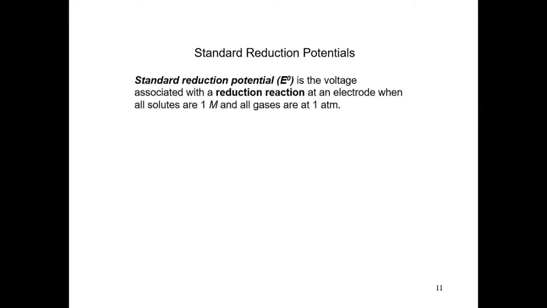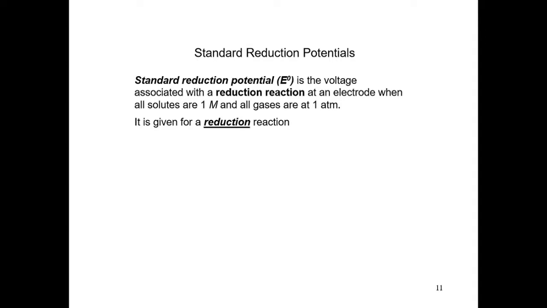We're going to start by defining what is called a standard reduction potential. We represent it by an uppercase E with a superscript of 0, so E naught. This is the voltage associated with a reduction reaction at one electrode when solutes are at 1 molar concentrations and gases are at 1 atmosphere of pressure. Very important: the standard reduction potential is always given for the reduction reaction.